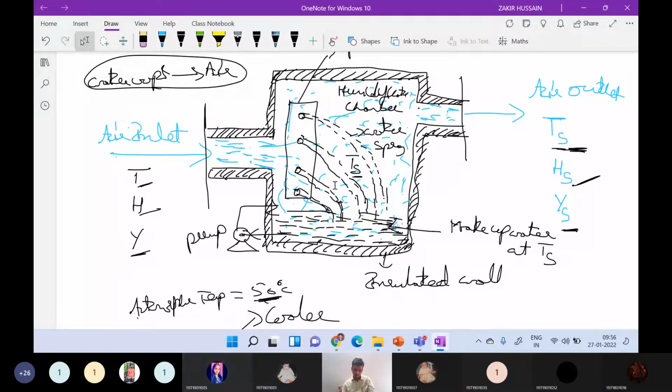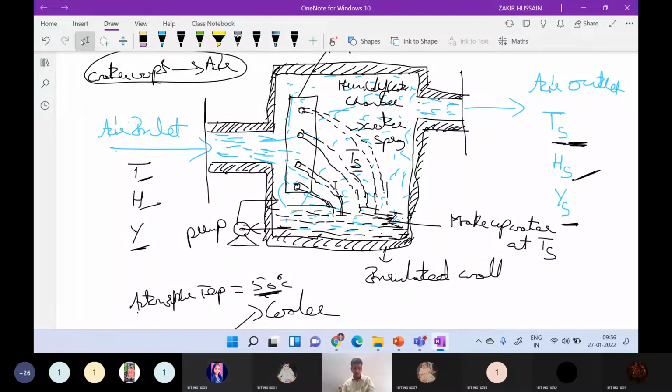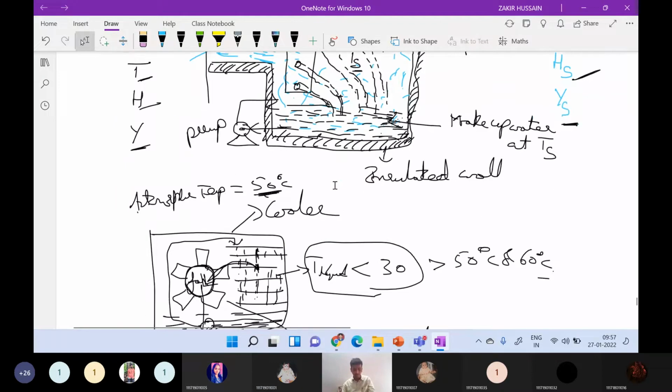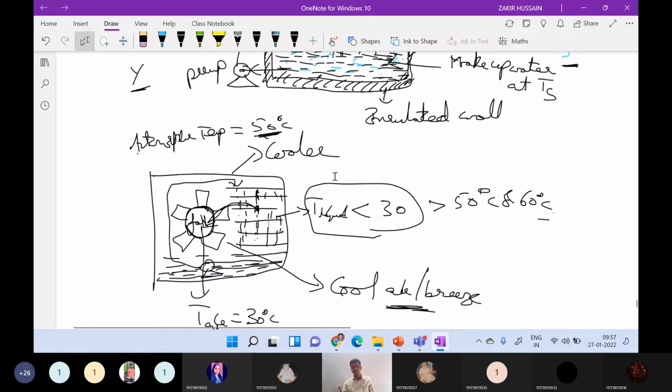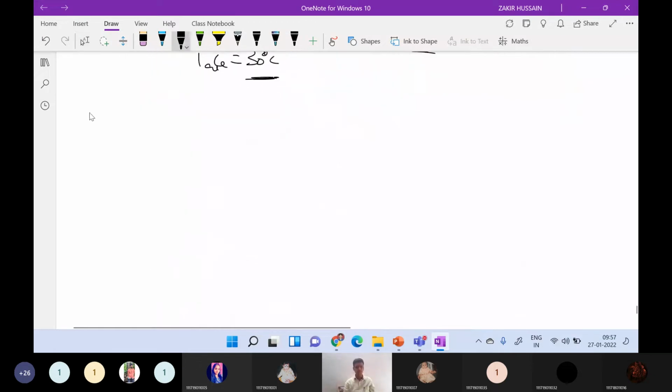Then in order to balance this particular chamber, there are certain assumptions. What are those assumptions? We will see now.